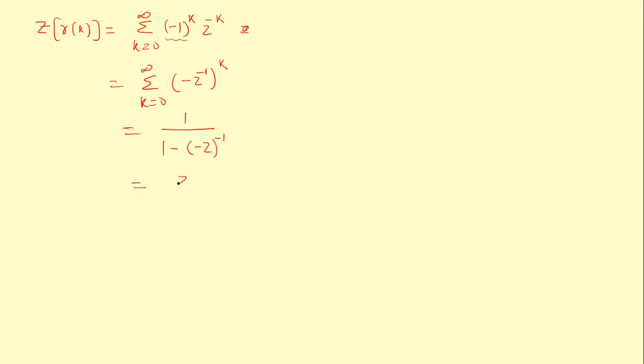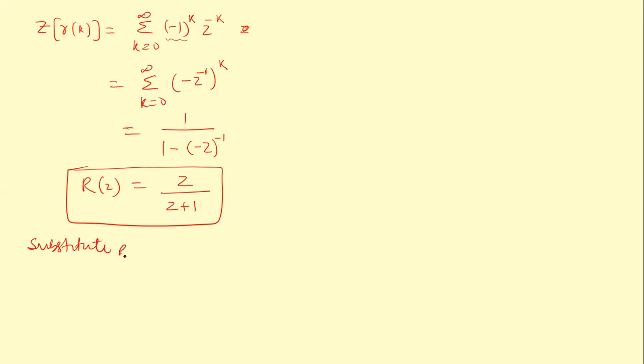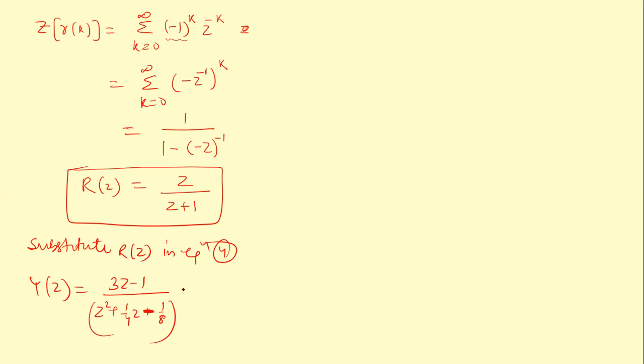So this will give me z upon z plus 1. So rz is this. So we will substitute rz in equation number 4, right? So we have yz is equal to 3z minus 1 divided by z square plus 1 by 4z minus 1 by 8 into z by z plus 1, right?